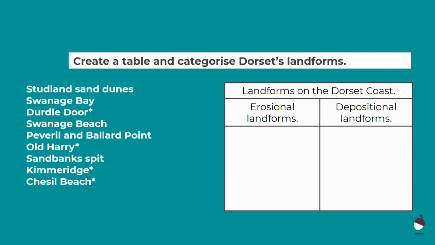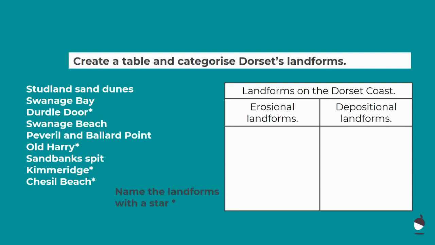It's task time. I'm going to ask you now to draw a table and categorise Dorset's landforms. Try and use a ruler to make sure this table is super neat. The landforms that you need to include are shown in white. Can I just draw your attention to the capital letters? Please make sure you copy those really carefully. So where they're names, they get a capital letter.